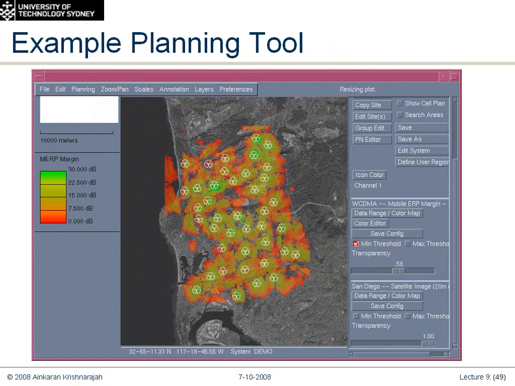Just another look at a planning tool as well. This is actually showing Perth, so it's got Western Australia there, if you recognize the layout. You can see the Swan River. So what all this is showing is just the signal strength of the particular coverage area. And as you can see, near the base station we have very strong signal strength, and naturally as you move further out it's quite a lot lower.